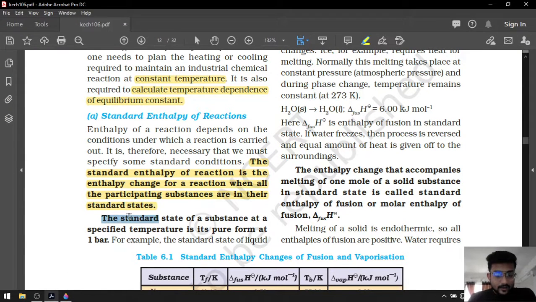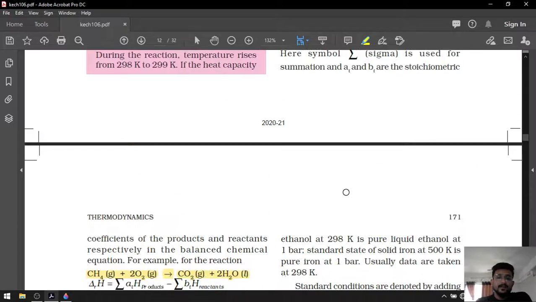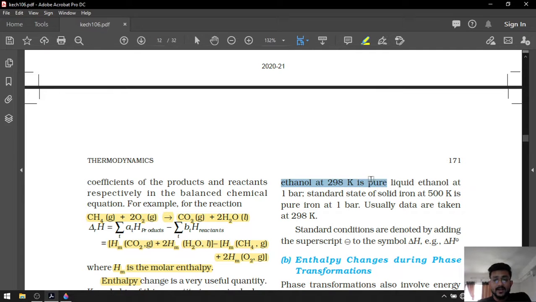The standard state of a substance at a specified temperature is its pure form at 1 bar. For example, the standard state of liquid ethanol at 298 Kelvin is pure ethanol liquid at 1 bar pressure, and the standard state of solid iron is at 500 Kelvin temperature at 1 bar pressure. Usually we are going to take the standard temperature as 298 Kelvin. Remember, the standard temperature is 298 Kelvin; absolute temperature is 273, standard temperature is 298.